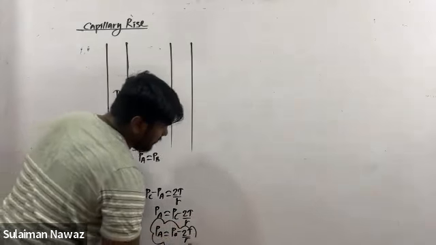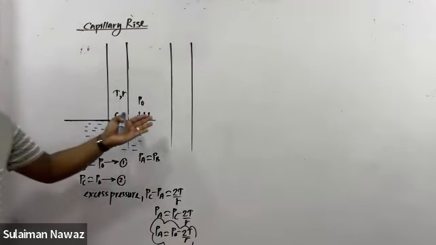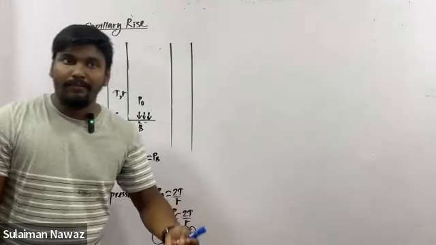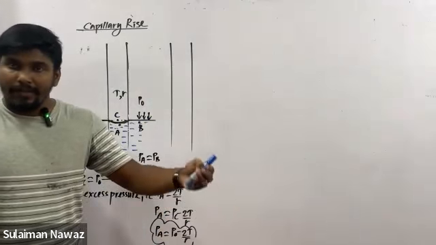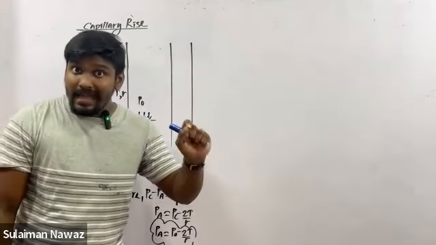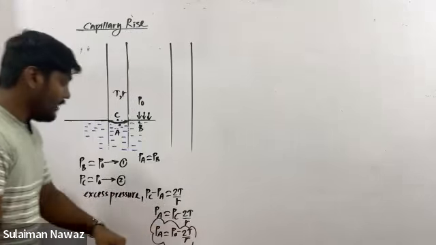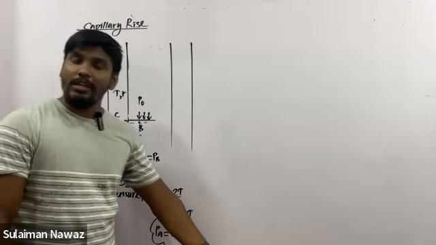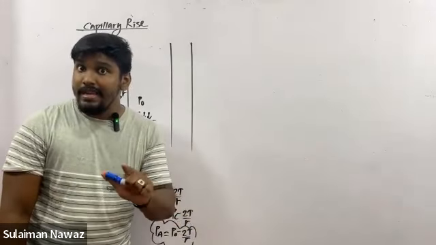Now the problem begins. Suppose point A and point B are at the same horizontal level, we know that pressure at point A and point B must be equal. But we know pressure at point B is obviously atmospheric pressure P naught. And now I found pressure at point A. Pressure at point A is equal to P naught minus 2T over R. And now we can understand PA and PB are not equal.